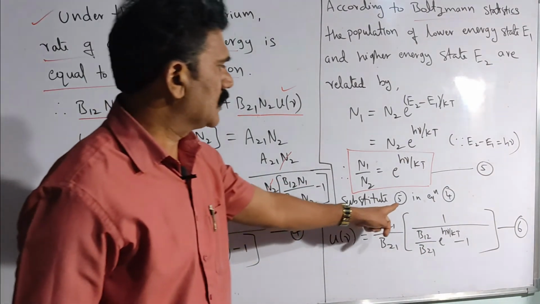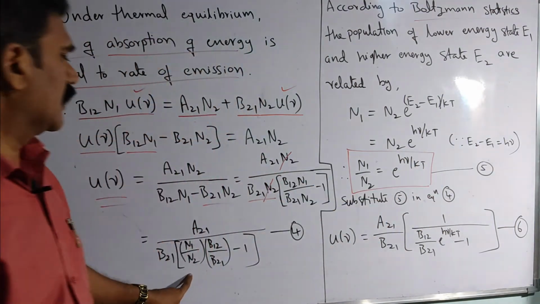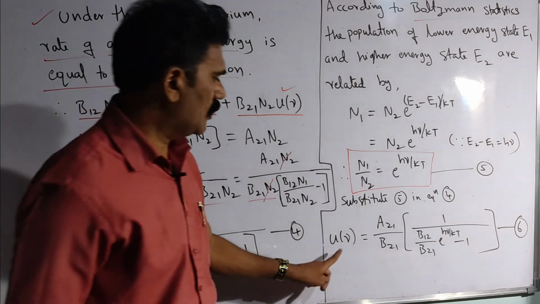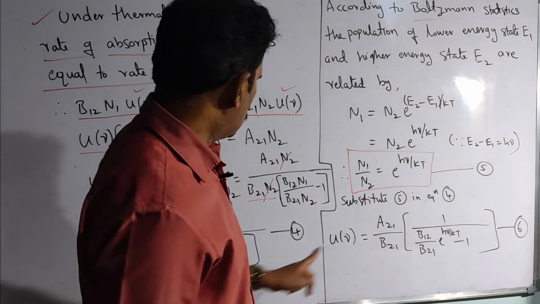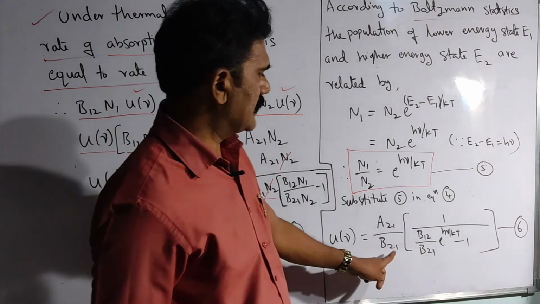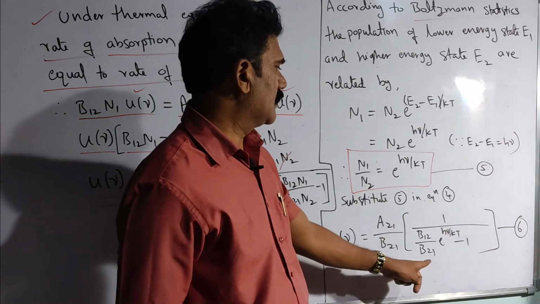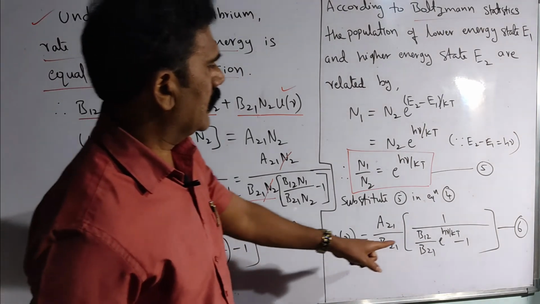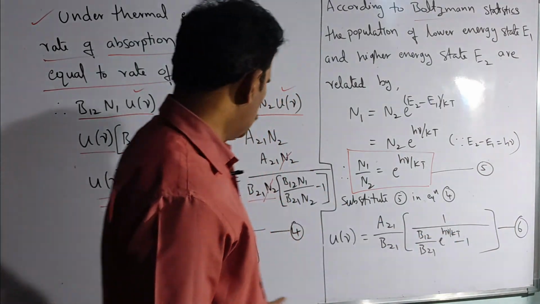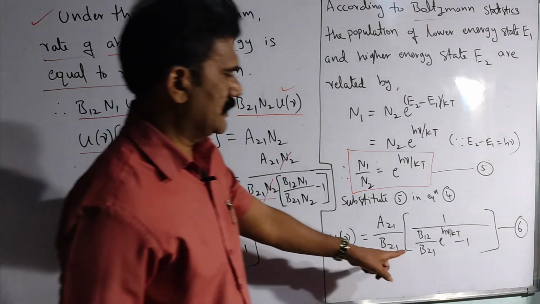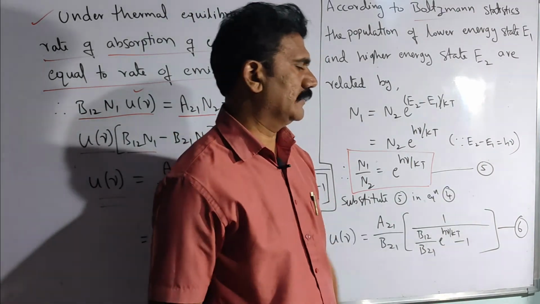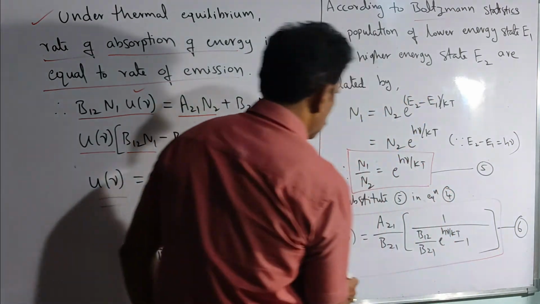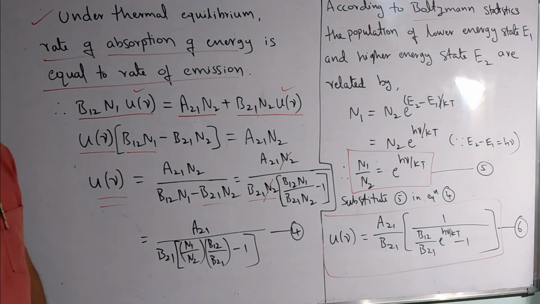So substitute equation 5 in equation 4 here, so that you will get again the equation for energy density U of nu is equal to E21 by B21 as it is. Okay, and then inside the bracket, in place of N1 by N2, I will write e to the power of h nu by KT, and this B12 by B21 is as it is, so minus 1. Okay, so write down up to this equation 6, then I will proceed.